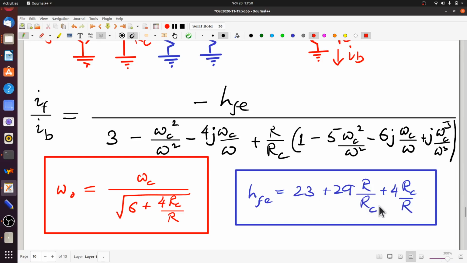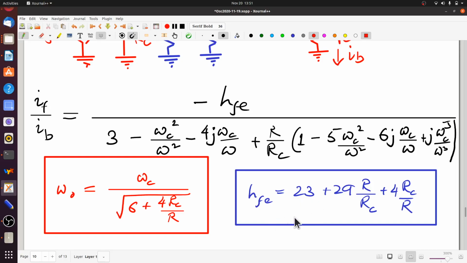That will give you the minimum possible value of HFE for which oscillations will be self-sustained. Any smaller HFE for your transistor, this circuit will not oscillate, no matter how you change your R or RC. So basically what you would do is try to figure out whether it is feasible, that is, whether R by RC can be chosen in such a way that the minimum value for HFE is obtained. And if you have an HFE bigger than that, it's going to work.